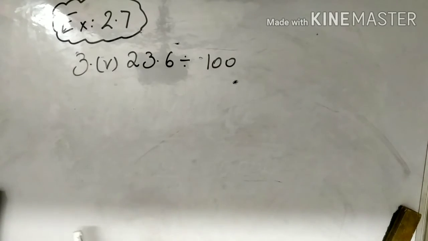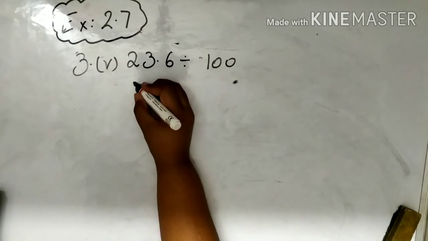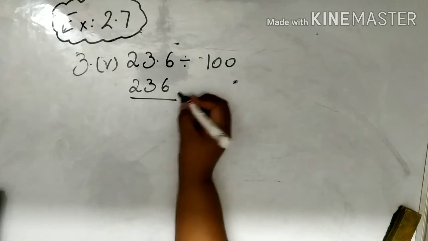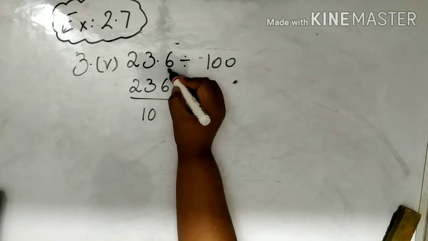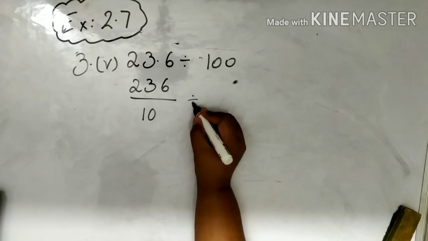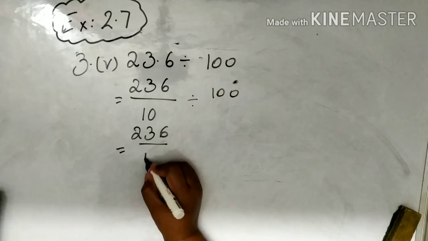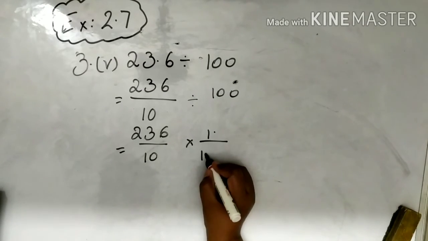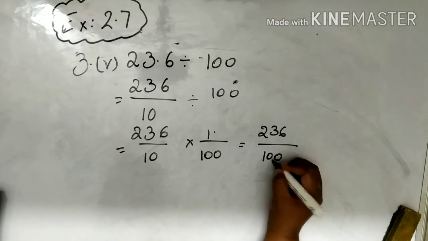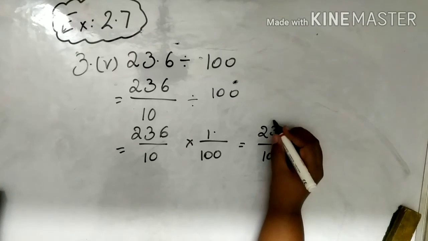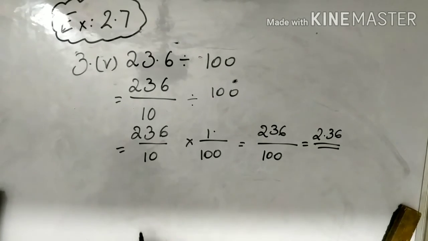Now let's move to the third question. Here we have questions like decimal divided by 100. So let's do it. Firstly, as the rule says, convert the decimal into fractions. Only one digit after the decimal, so divide by 10, 23.6 divided by 100 becomes 236 by 10 divided by 100. Second step, 236 by 10 into 1 by 100. This can be written as 236 divided by 1000, and here we have 3 digits, so the point will move 3 times. Answer will be 0.236.